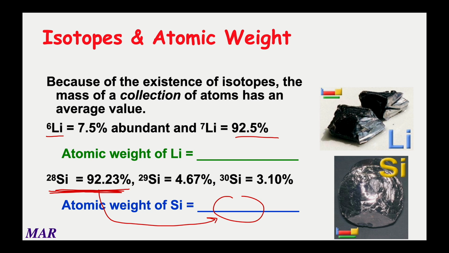And this worked on the previous example with lithium too. Lithium-7 was 92.5%, and the atomic weight was 6.941. So the atomic weight answer is usually closest to the isotope with the highest percentage abundance, which is kind of cool.